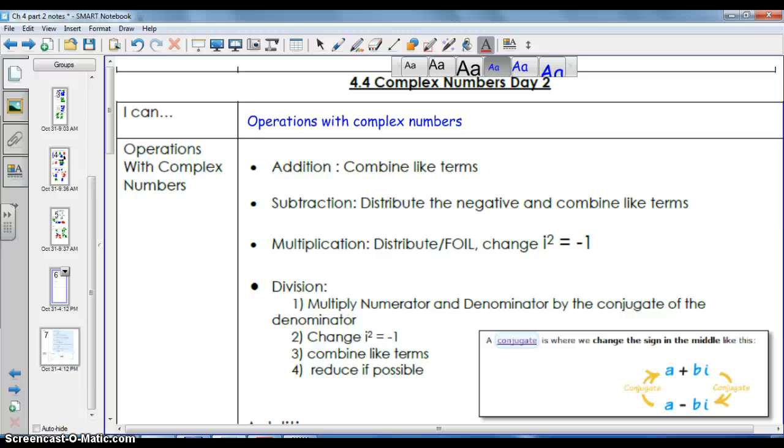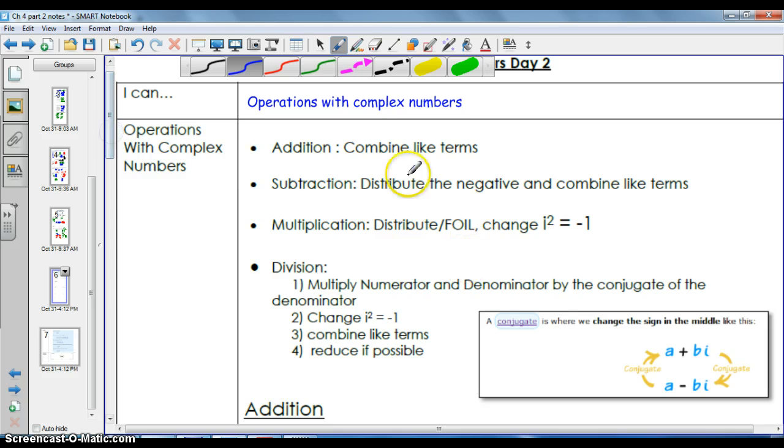Right, this is day 2 of lesson 4 for complex numbers. So today we're going to do operations with complex numbers: adding, subtracting, and multiplying. And I'm going to just show you division, but we're not going to actually have you practice any division. And that's actually the hardest one. So you're getting off easy here.